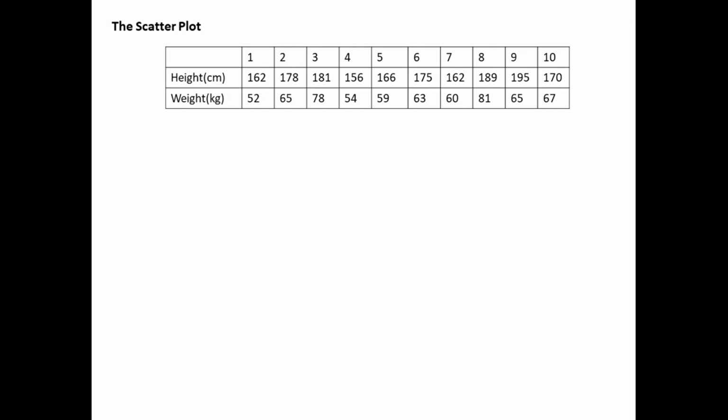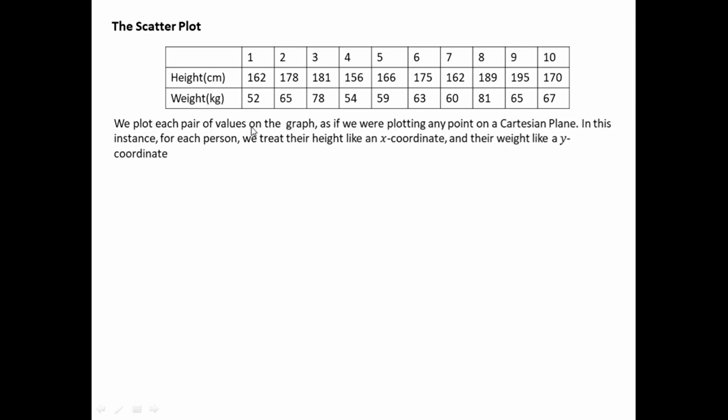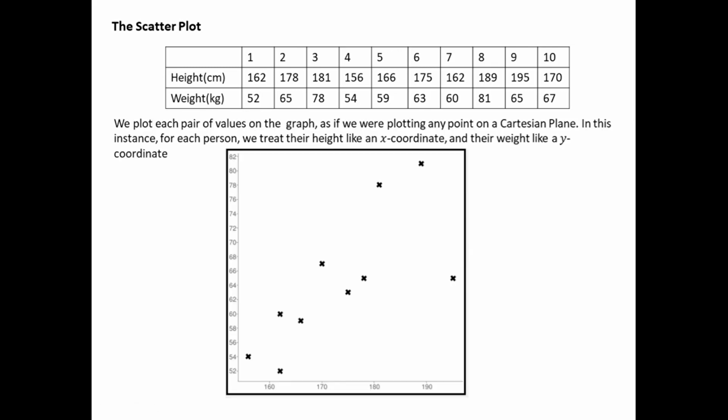So, what is a scatterplot? Well, we take our data and we're going to plot the height and weight of each person on a Cartesian plane as if these were x and y coordinates. So we're going to treat the height as if it's an x coordinate and the weight as if it's a y coordinate and plot them on a Cartesian plane. So it's going to look something like this.